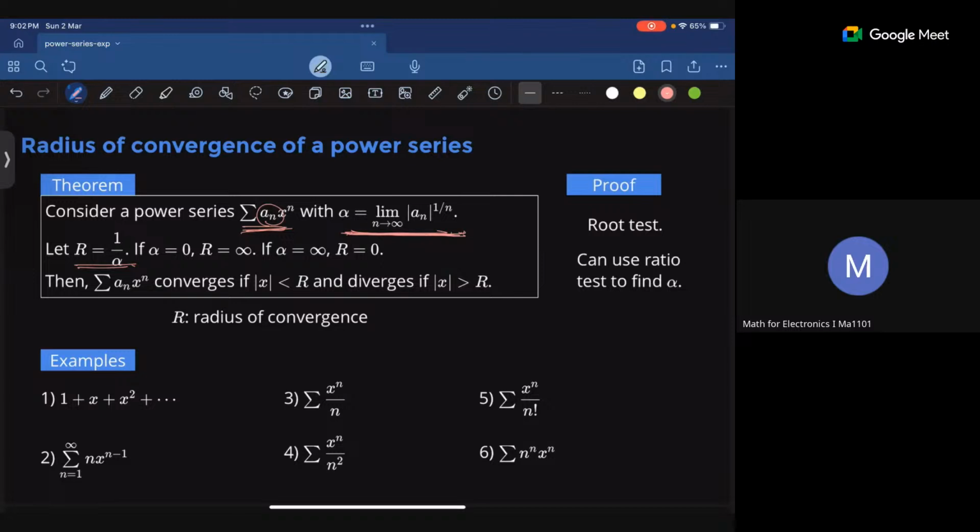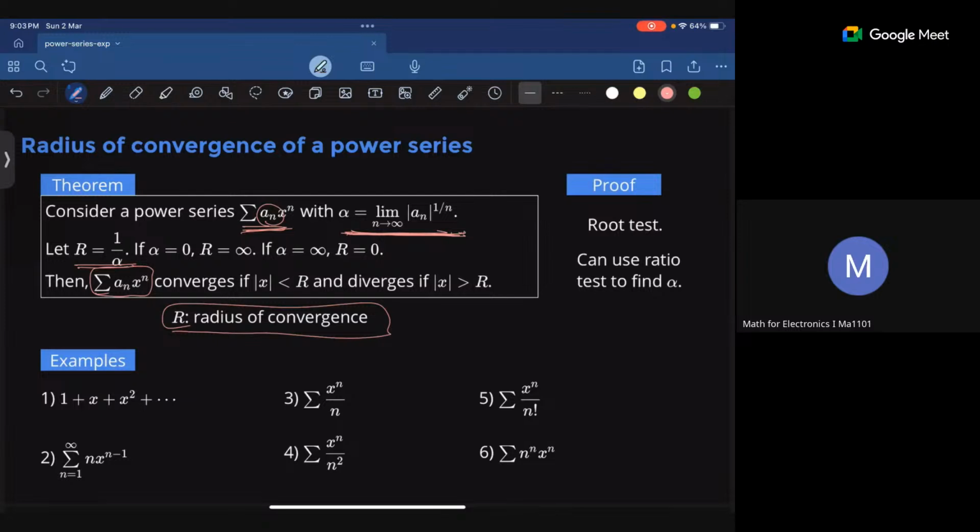And how do we use this R? We are going to say this particular power series will converge if mod x is less than R. If x is between minus R and plus R, in that interval it will converge. If it is less than minus R or greater than plus R, it will diverge. So this R is called the radius of convergence, and we are going to use it to conclude in which interval our power series will converge and in which interval it will diverge.